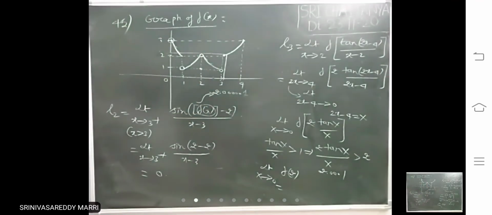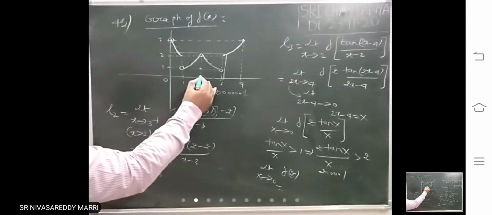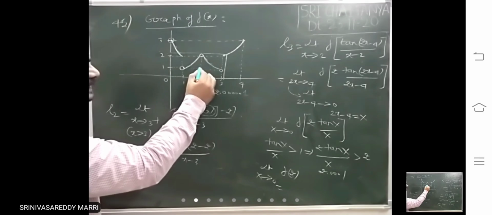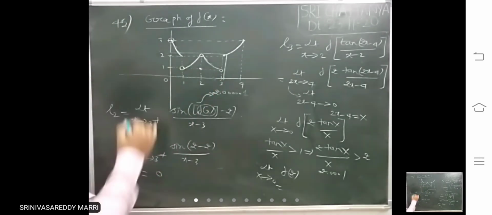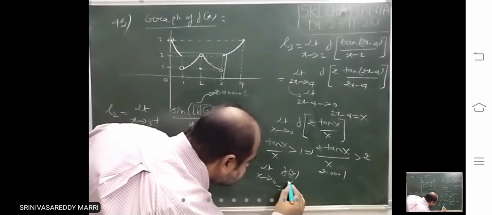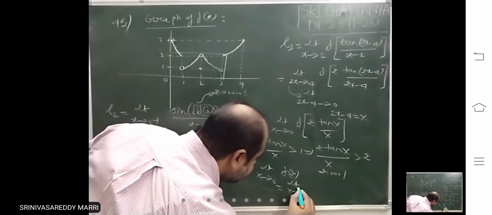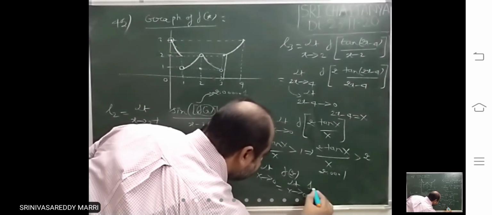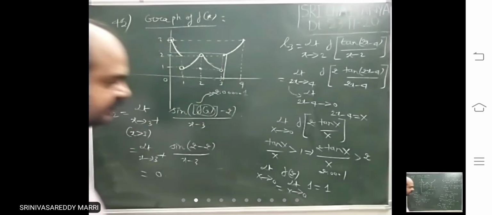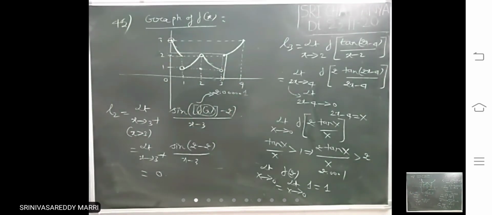Limit capital X tends to 0, f of 2. What is f of 2 defined as? F of 2 is, as the question has told, 1. So f of 2 is 1. So this is 1. L3 is 1. So like that, look at L4.